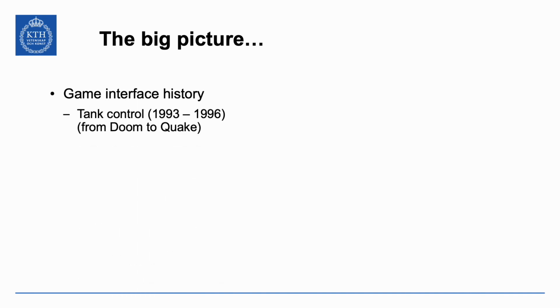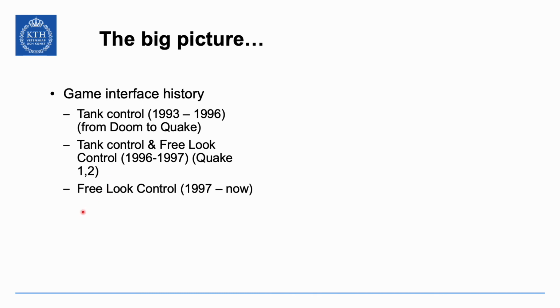So looking at the big picture, we have two ideas here. Now we're going to come back to this free look control. The big picture in terms of game interface history: we saw an example of a game using tank control, and tank control was actually standard for the first 4 years of first-person shooter history. So from Doom to Quake, tank control was standard. And then in Quake 1, free look control was added as an option, and in Quake 2, free look control was the default, and tank control was an option. And then from then on, free look control was basically the only option in almost all games.